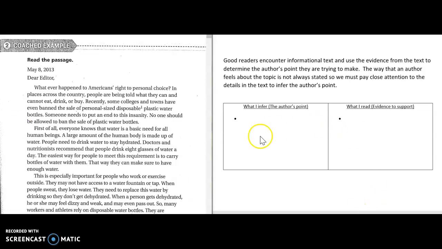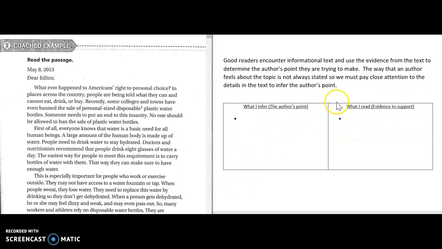If you look at this screen right now, you see a split screen. You see a text here, and it's a letter to an editor. And then over here, you see a graphic organizer. So today, I am going to go through and model reading a text and completing this graphic organizer to identify what I infer or what I think my author's point is, based on what I read, or evidence that supports my author's reason or point.